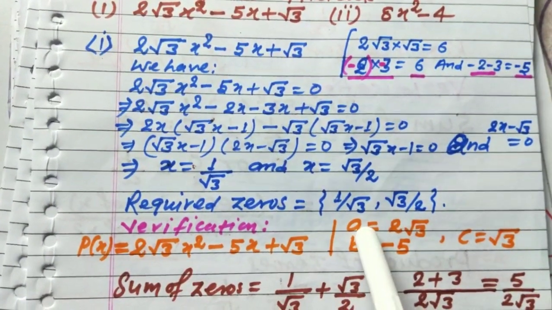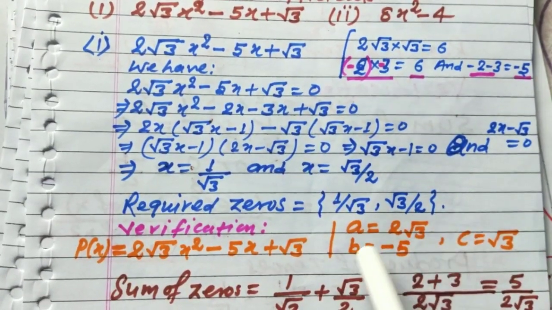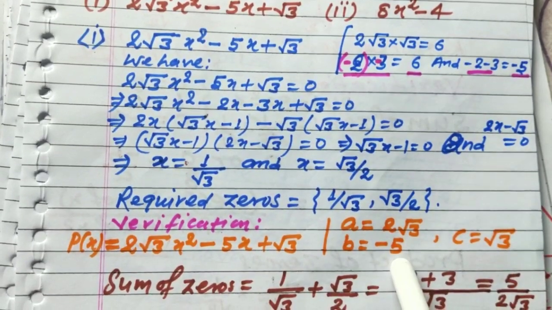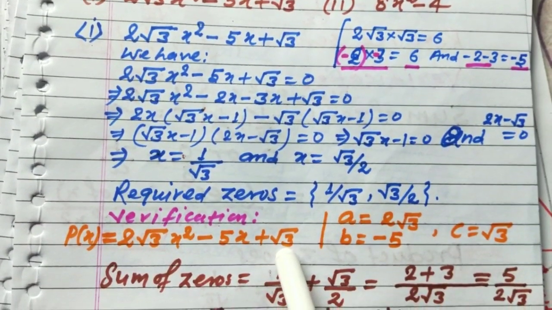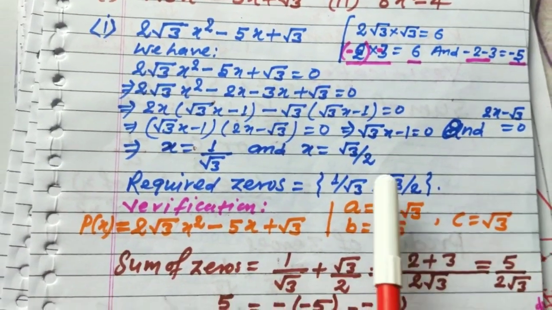Here see, a is the coefficient of x², which is 2√3, and b is the coefficient of x, which is equal to -5, and c is the constant term, which is equal to √3.